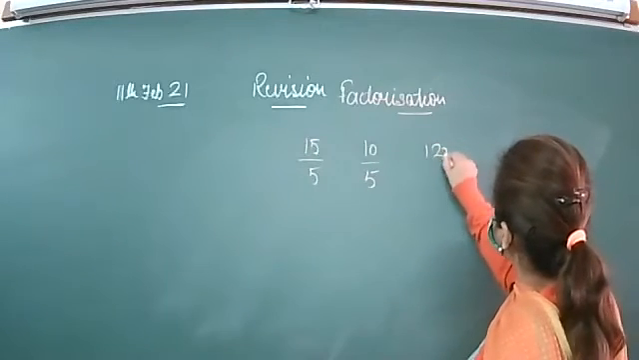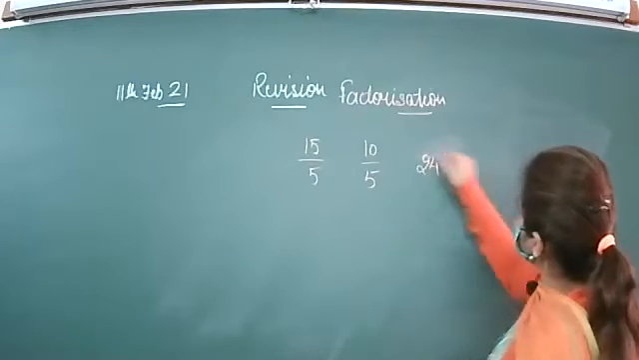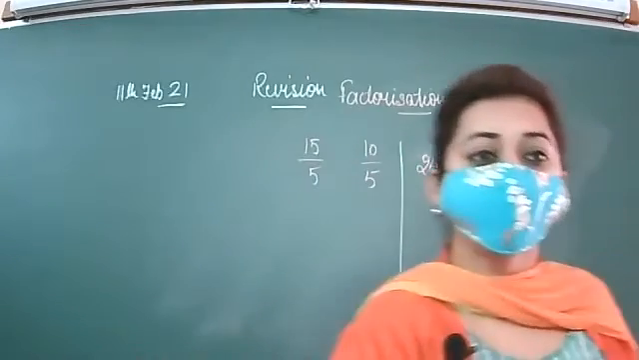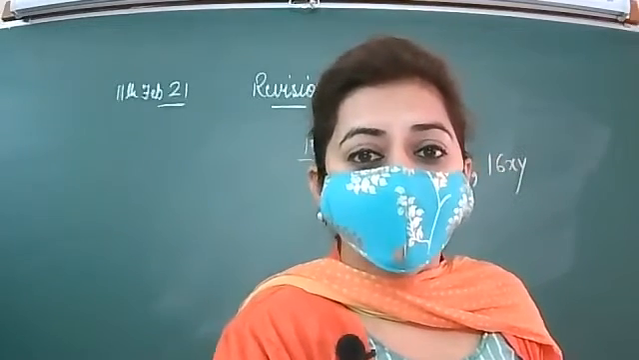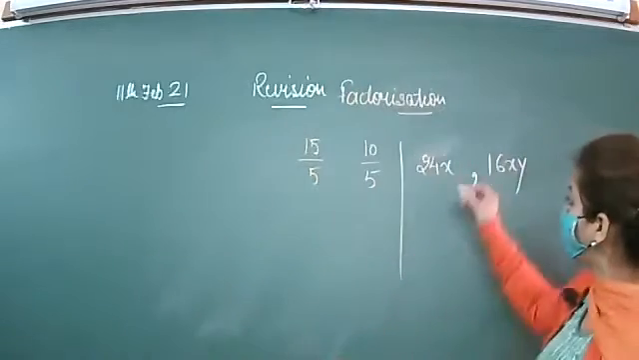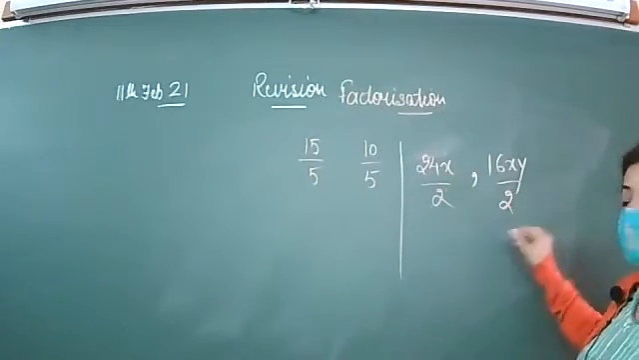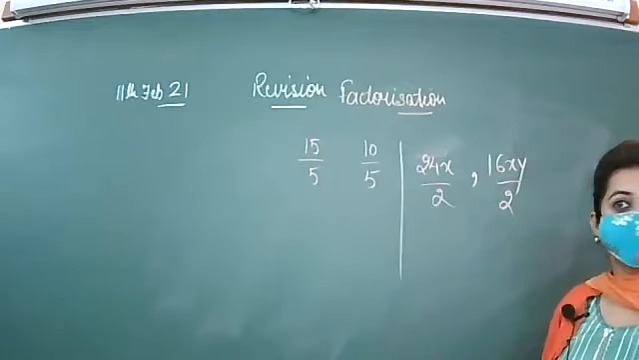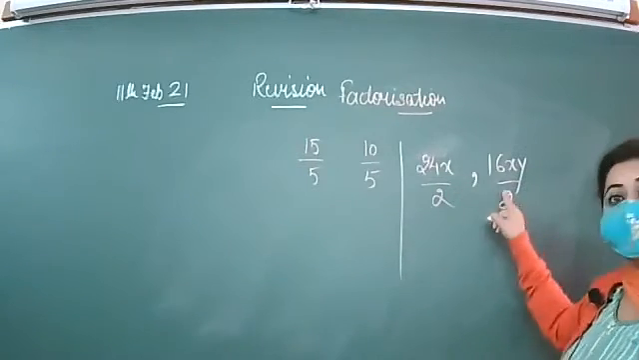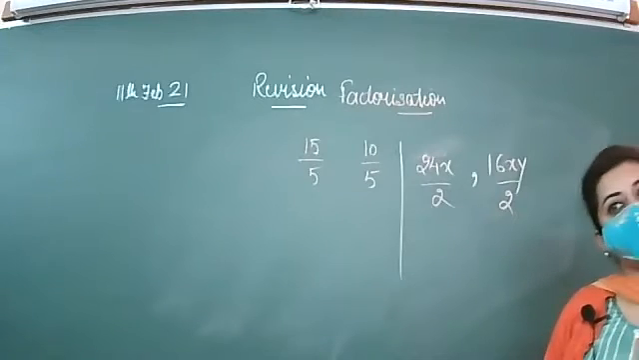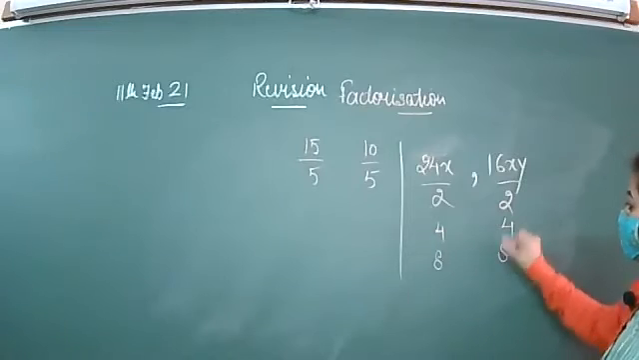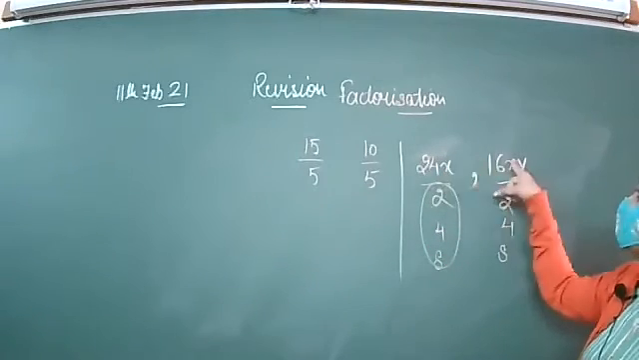Now I'm writing here 24x and 16xy. As you can see, both the numbers can be divisible by 2. Both the numbers are divisible by 4. And again, they are divisible by 8. Got it? Both the numbers are divisible by 2, 4 and 8. That means all these three numbers are the factors of these two.